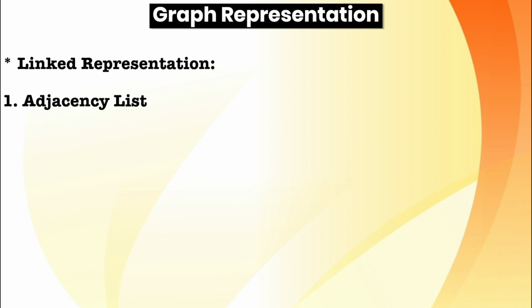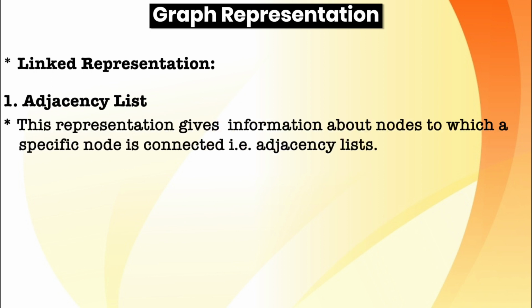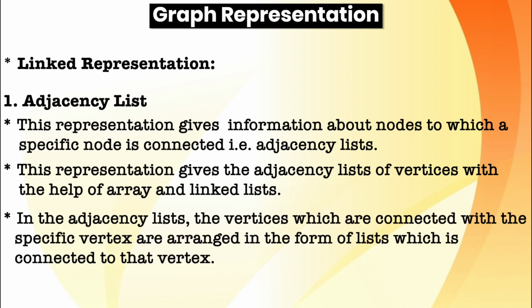The next representation of the graph can be done through a linked list. This representation gives information about the nodes to which a specified node is connected, through adjacency lists, with the help of an array and linked lists. In the adjacency list, the vertices connected to a specific vertex are arranged in the form of a list attached to that vertex.